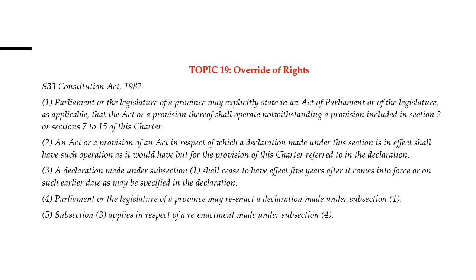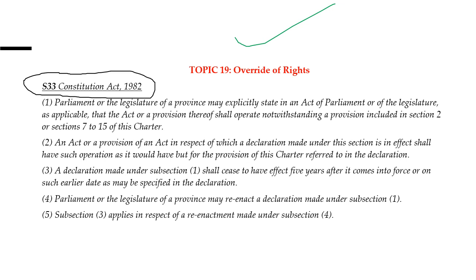So now the last topic, 19, override of rights. In which circumstances parliament or provincial legislature may directly, explicitly override any charter right, and what are the charter rights which cannot be overridden. So Section 33 is the main provision from the Constitution Act, 1982 that we are going to refer to for this particular topic. So now firstly, let's read all the 5 subsections.